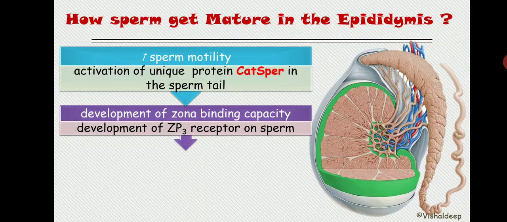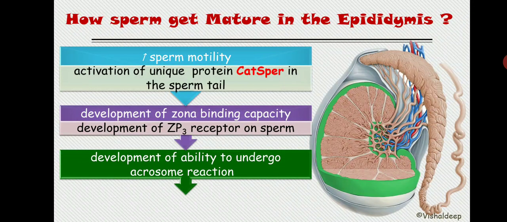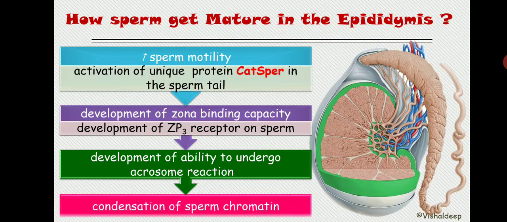It also develops the ability to undergo the acrosomal reaction. Yes, this is the third one, the ability to undergo the acrosomal reaction. The acrosomal vesicle that is present over the top of the sperm head now gets the ability to react, right? And basically, condensation of the chromatin of the sperm, the nucleus condensation, will be completed in the epididymis.